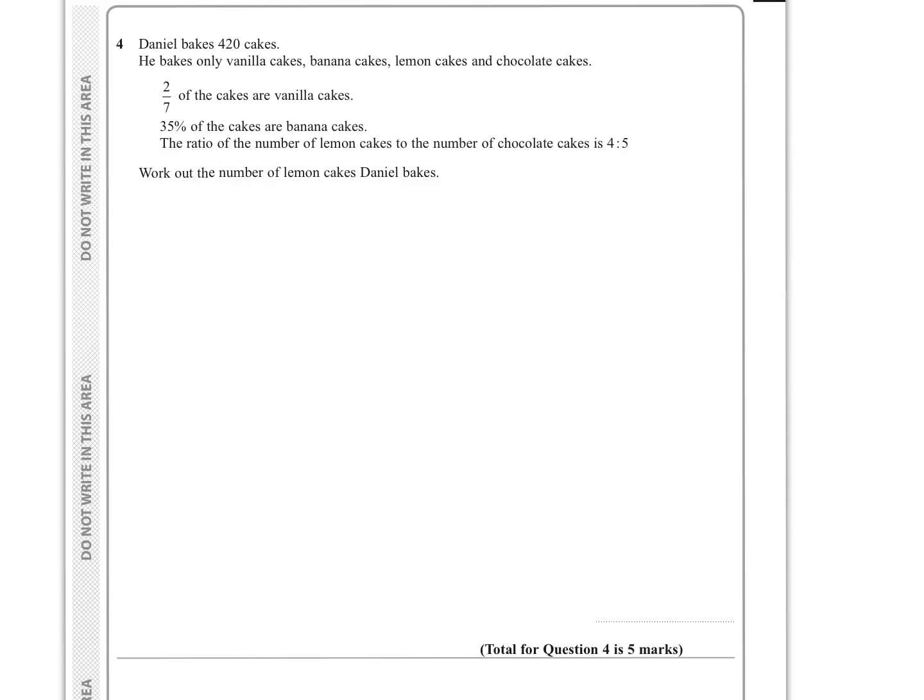Okay, let's move on. Question 4. Daniel bakes 420 cakes. It says that 2/7 of them are vanilla. So that's 2/7 of 420, and you can use your calculator, obviously. And that would be 120 are vanilla.